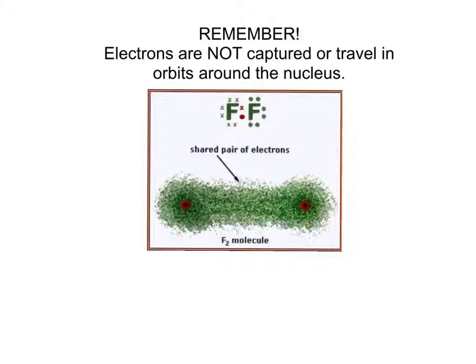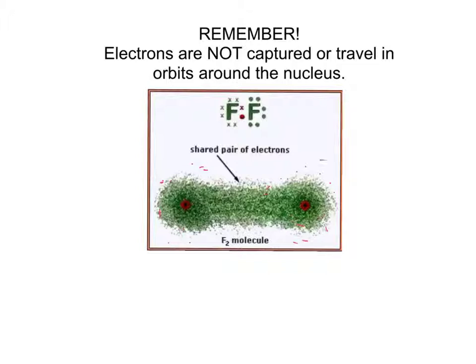Remember, electrons are not captured or traveling in orbits around a nucleus like we draw. We draw that so it looks very easy. Actually, electrons, I'm just going to put a bunch of extra dots in red in here, can just end up in different areas around here. It all depends on where they spend their time.